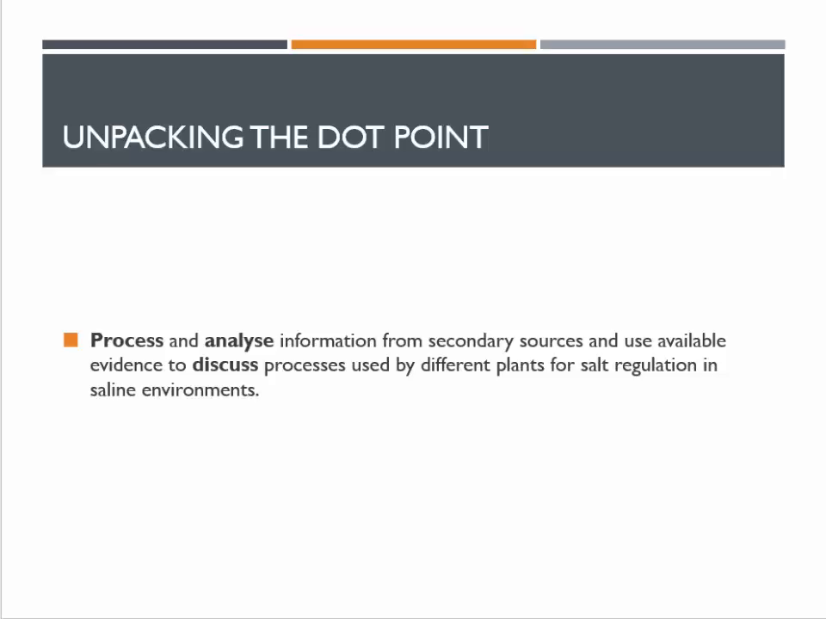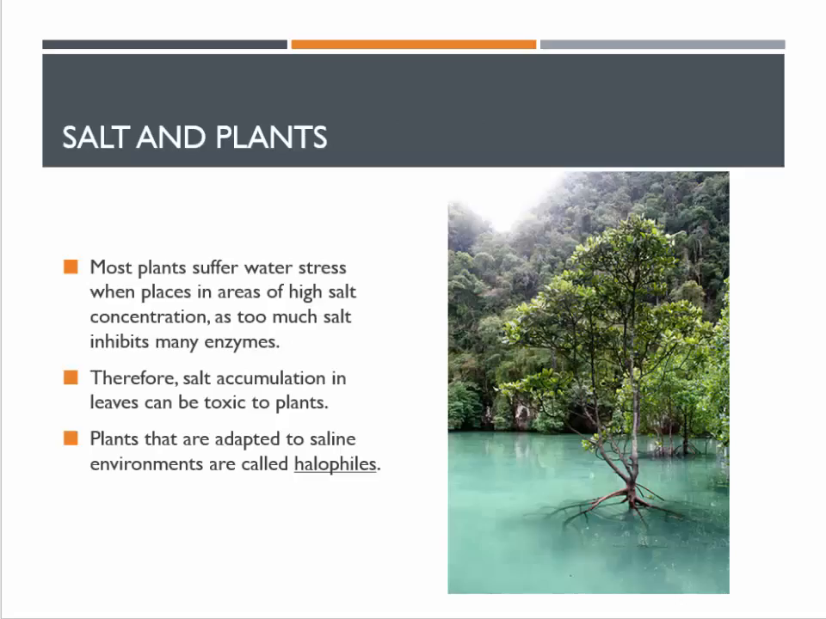We're now going to look at our second dot point, and it's going to be talking about using evidence to discuss processes used by different plants for salt regulation in saline environments. Trees that live in saline environments are under water stress. Too much salt, as we've discussed, can inhibit enzymes, and therefore salt accumulation is toxic to plants. Any plant that lives in a saline environment is called a halophile.